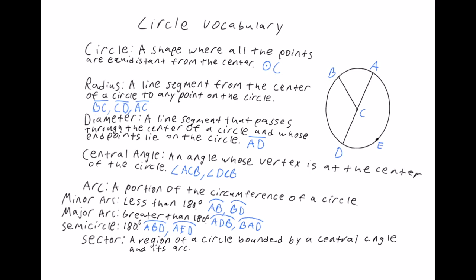Finally, a sector is a region of a circle bounded by a central angle and its arc. So a sector can be just the region bounded, like the region around an angle that the angle creates within the arc. So, such as in this case, this whole area right here. Or even in this case, this one over here.